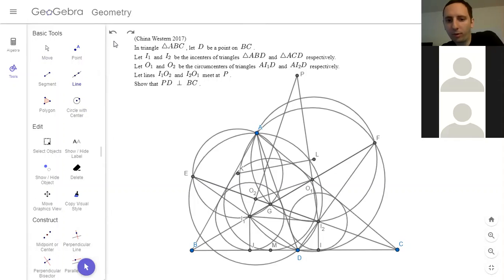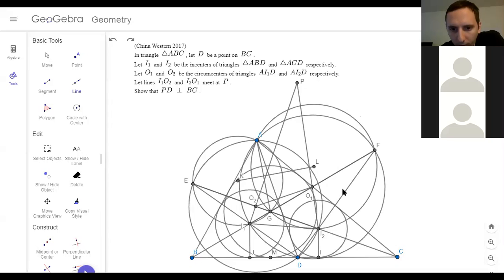The line through the orthocenter. We did some radical axis. What orthocenter? G is not an orthocenter. Oops, sorry.